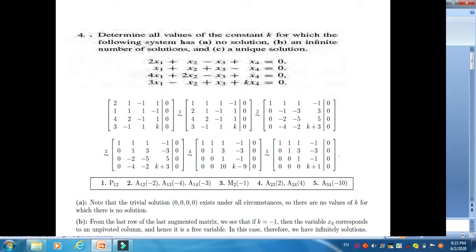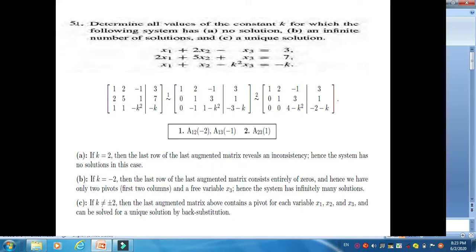So what does it mean? In part A, for no solution, there does not exist any value of k that gives no solution. In part B, for infinitely many solutions, the answer is the k value equal to minus 1. And part C, what should be the value of k for a unique solution? We must put all the values of k except k equal to minus 1 in order to find a unique solution. Right? Next example.